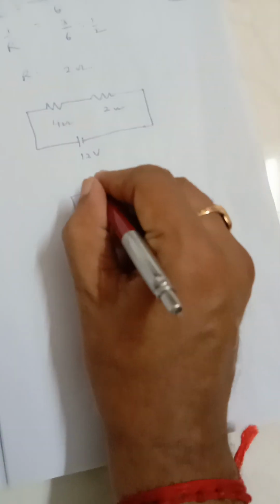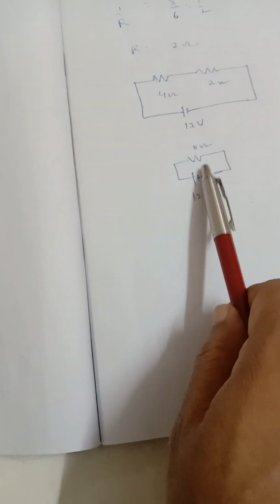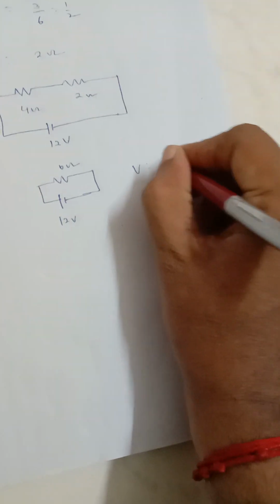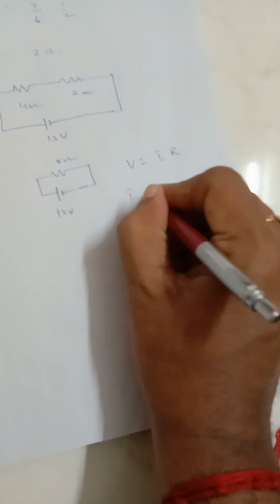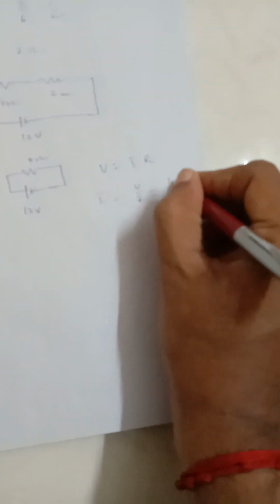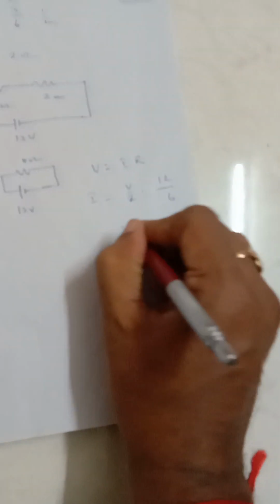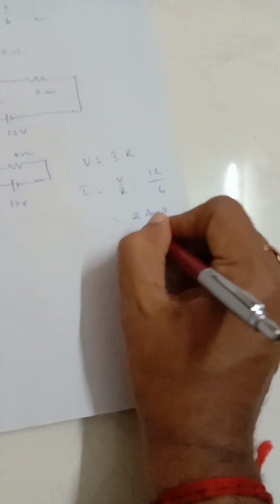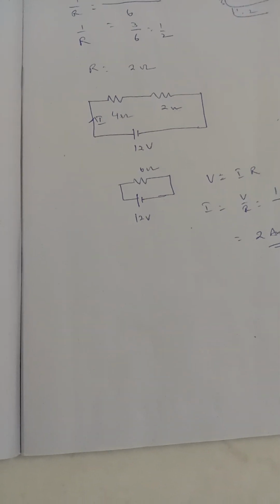Now what happens? Series combination, that means it adds up. 4 plus 2, 6 ohms. That means it is a single resistance of 6 ohms with a 12 volts battery. So the entire circuit becomes like this. Now you apply V is equal to IR. I is equal to V by R, 12 by 6. That means 2 amperes current will flow through this circuit. This is the current, 2 amperes will flow through this circuit.